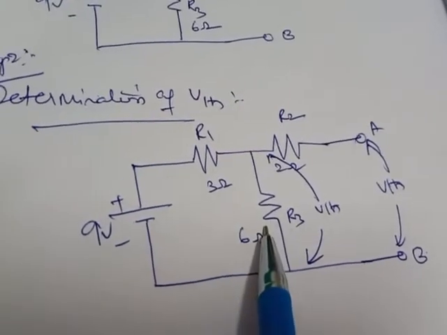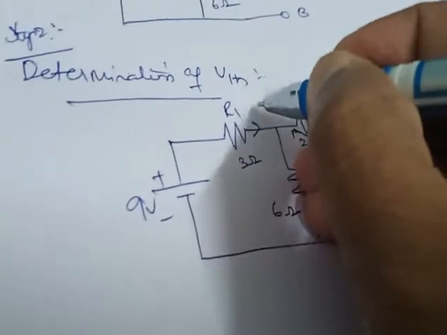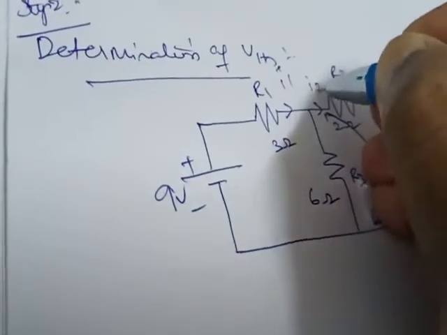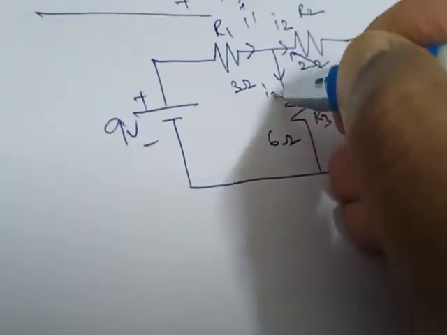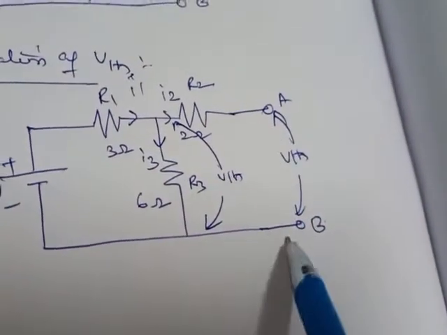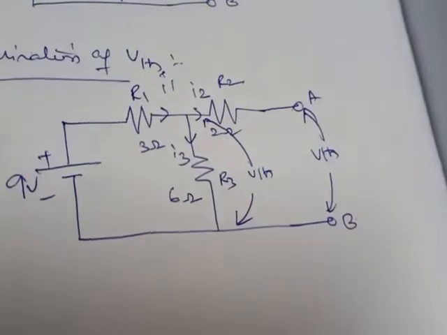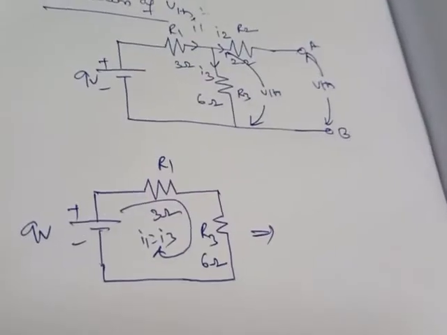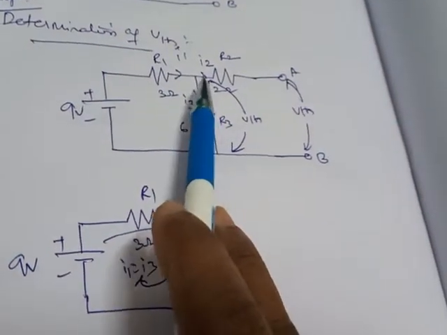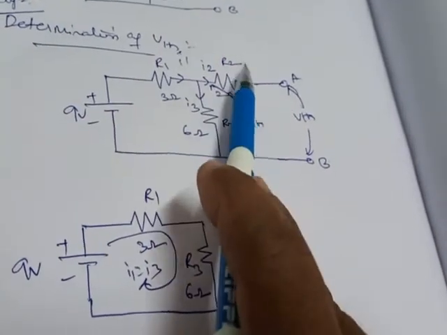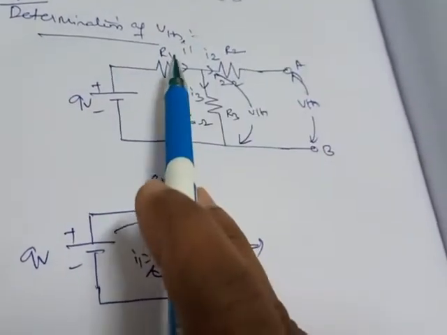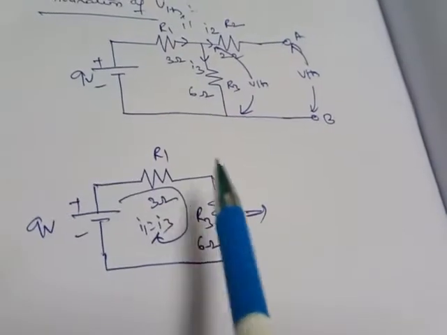So let us first indicate the currents. Current flowing in this branch as I1, current flowing in this branch as I2, current flowing in this branch as I3. Since A and B is open circuit, the current I2 is equal to 0. Then how can the resultant circuit be drawn? This is the resultant circuit. Since I2 equals 0, there will be no current flowing in this path. So what is the remaining circuit? That is R1 and R3.